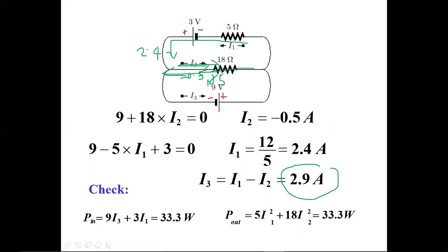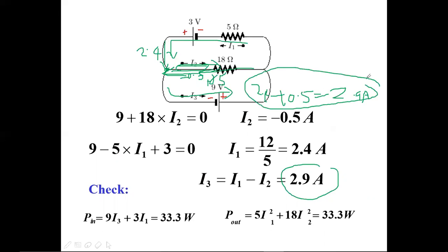So if I take A, B, C, D, E, F, for this F point, two different currents are entering. One is 2.4 amps, one is 0.5 amps. Then the I3 value will be how much? I3 is nothing but 2.4 plus 0.5. Then the I3 value will be 2.9 amps. So this is the procedure to find the currents in a particular branch.